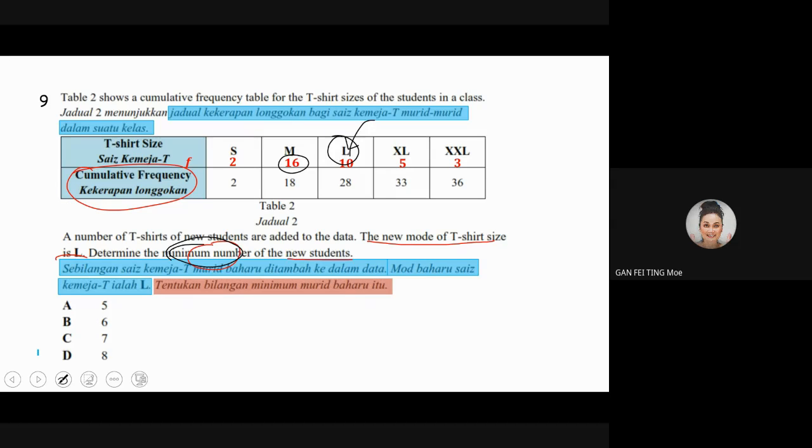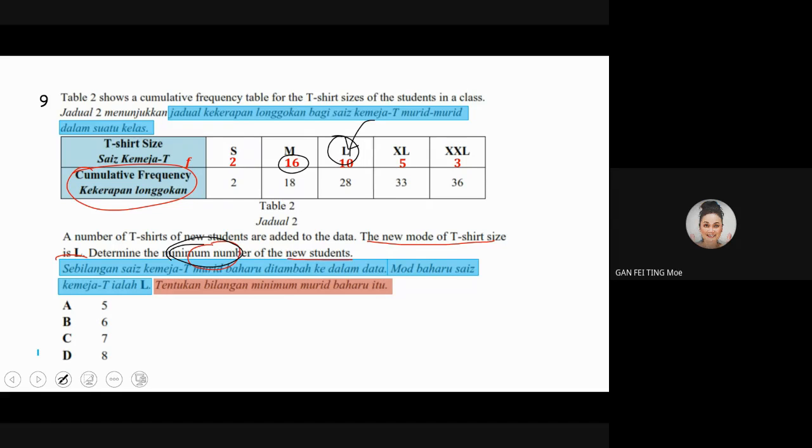No. Why? Because if I put 8 into it, 8 means L is still the highest, so L is still the mode. Why not 8? Yes. So go to the keyword minimum. This question might be asked in paper 2, asking you for the minimum. So it can be 7, it can be 8, can be 9, can be 10, and so on and so forth. But the minimum should be 7.